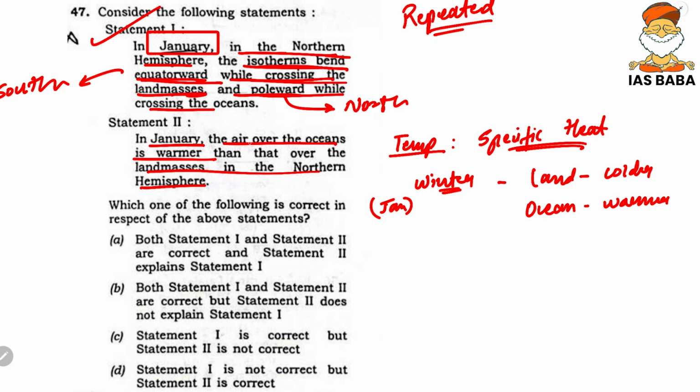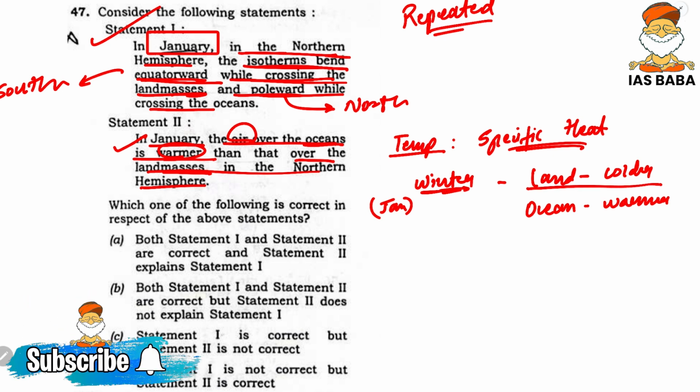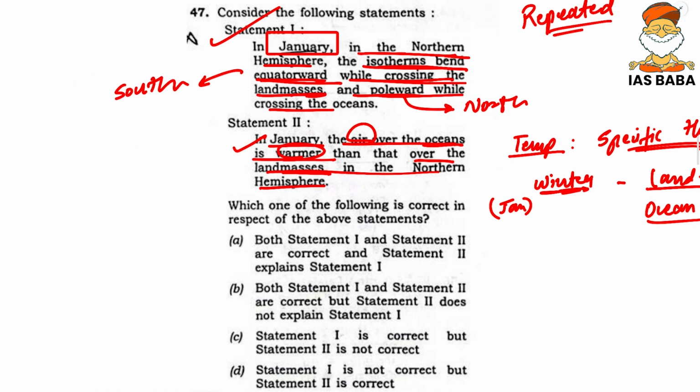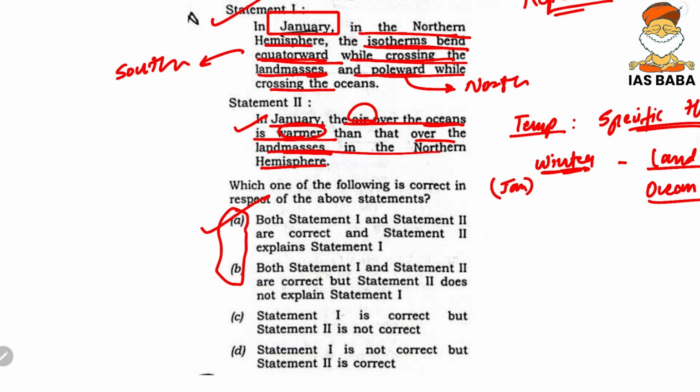So if I read statement number 2, in January air over the oceans is warmer, yes, than that over the landmass in the northern hemisphere, because in January in the northern hemisphere it is winter, and in winter the air above the land is colder and the air above the ocean is warmer. So this is also a correct statement, and this could be one of the major reasons for the deviation of the isotherm. Though it is not a wrong statement, you may get a fluctuating answer with respect to A and B, but if we go by the concept, A should be the answer. Proceeding ahead with the next question.